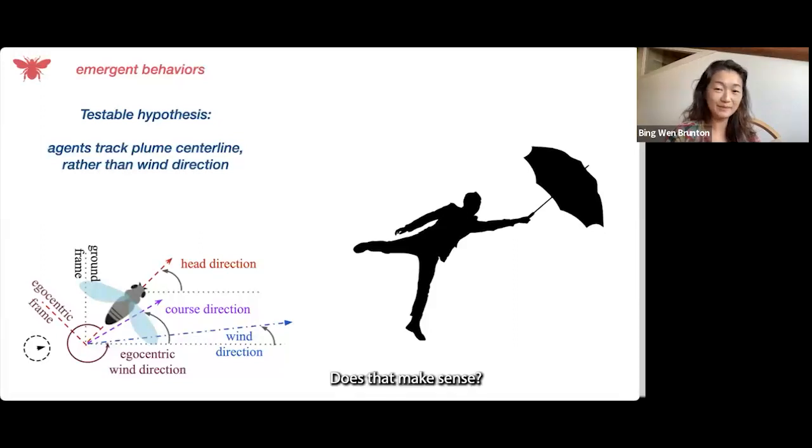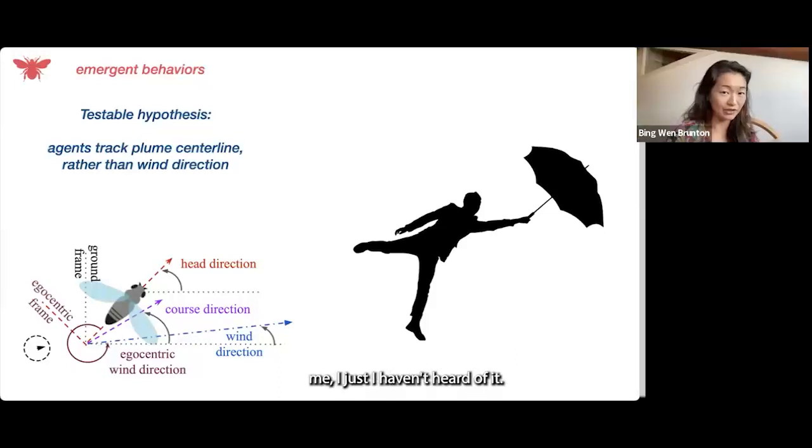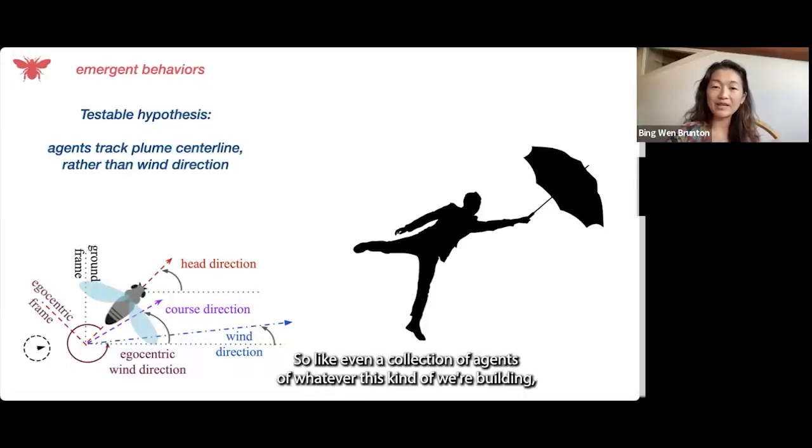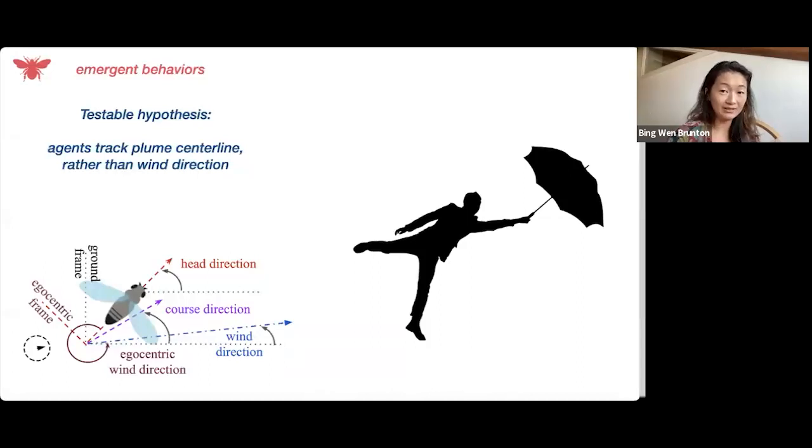Does that make sense? And please, if anyone has heard of it, correct me. I haven't heard of it. So even a collection of agents of this kind that we're building would still have to operate as an agent with local information.